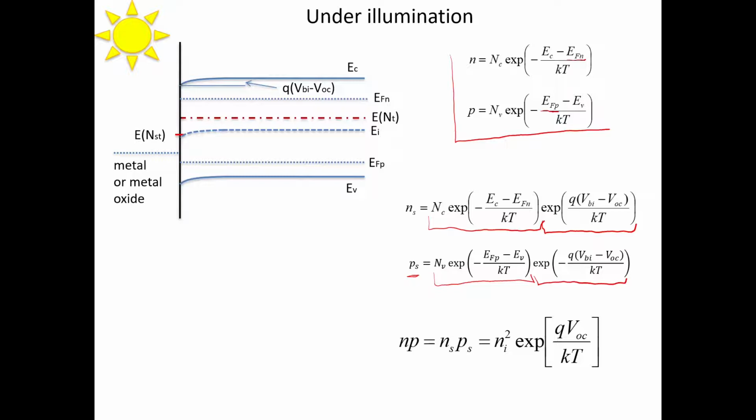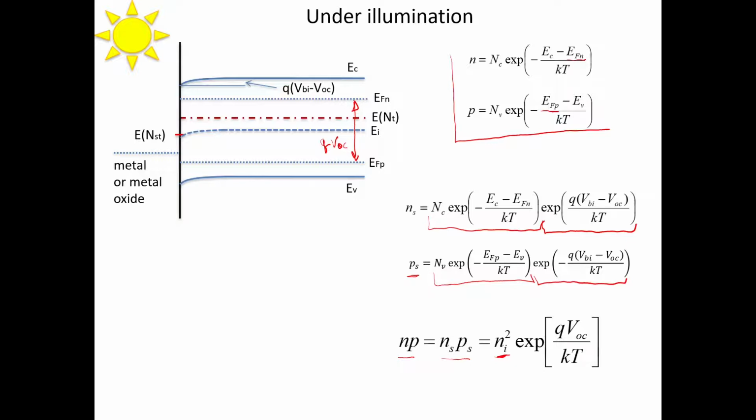Here it's necessary to underline that we are not in equilibrium condition anymore, and that's why this product of NP or NSPS will not be equal just to Ni square, but we also need to take into account this open circuit voltage, qVOC divided by kT, as an argument of exponential function, and that originates from the splitting between quasi-Fermi energy levels.